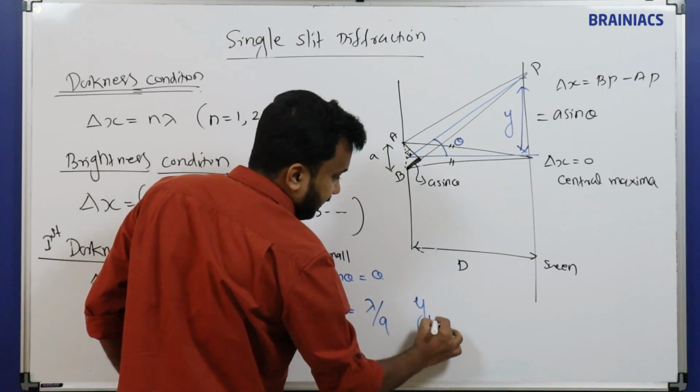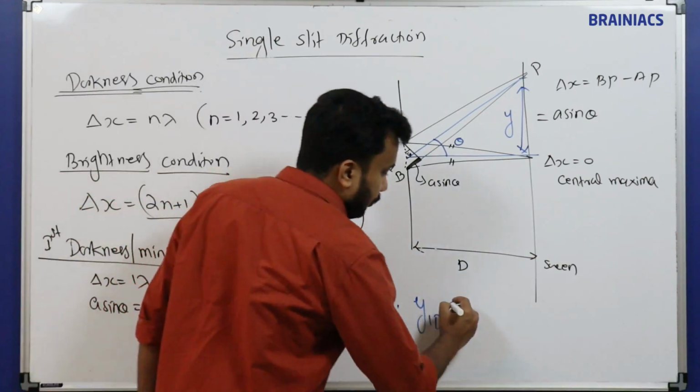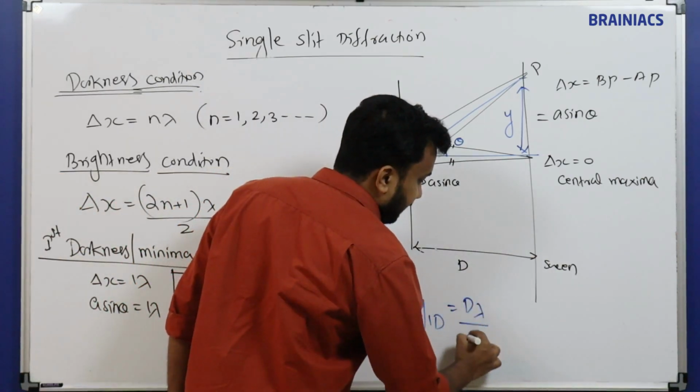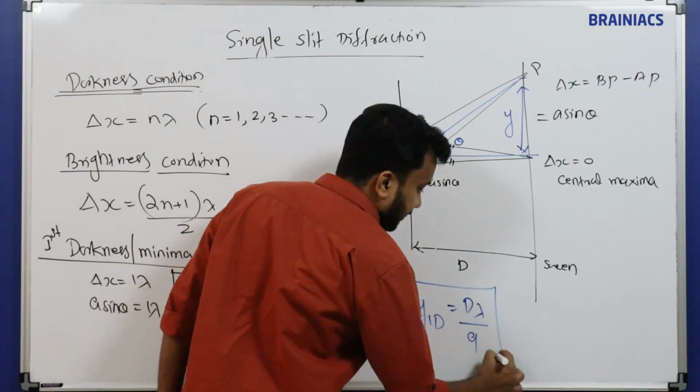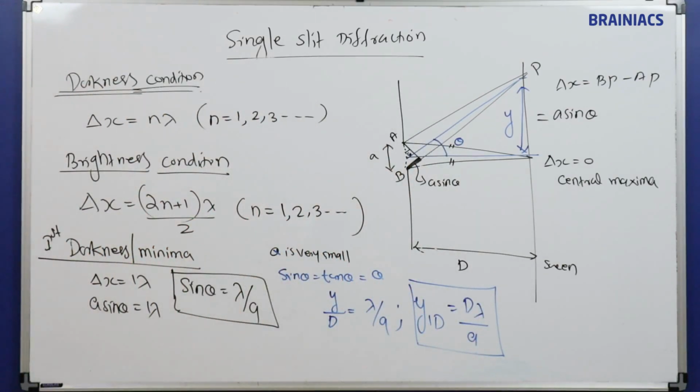So first darkness, y1d nedunu. First darkness y1d will be equal to d lambda divided by a. ഇവിടെയാണ് ഫസ്റ്റ് ഡാർക്ക്നെസ് ഫോം ആവുന്നത്. d lambda divided by a. This is the condition for the first darkness.